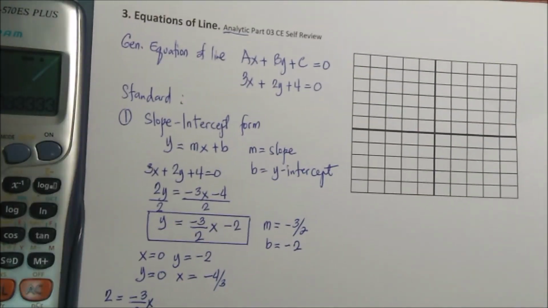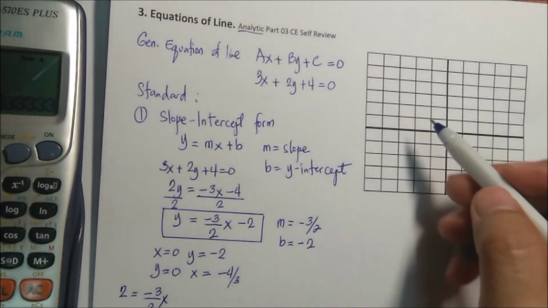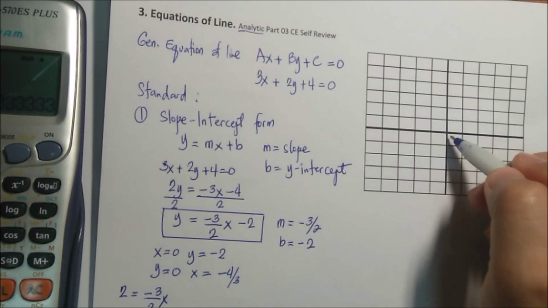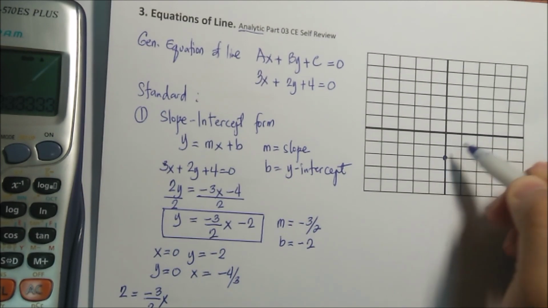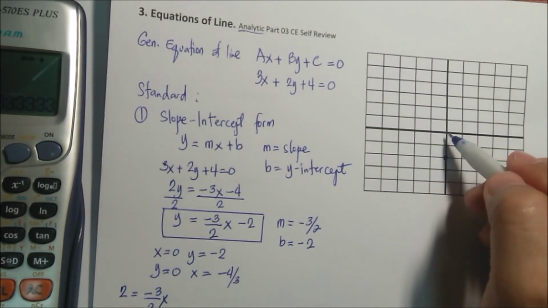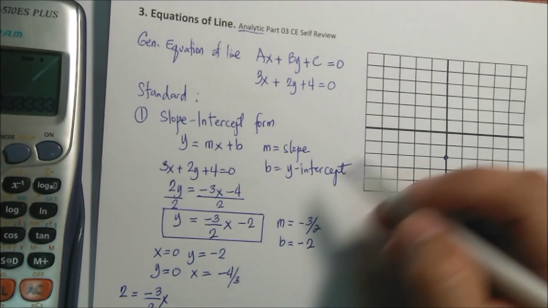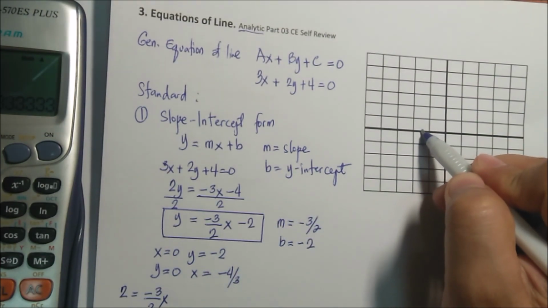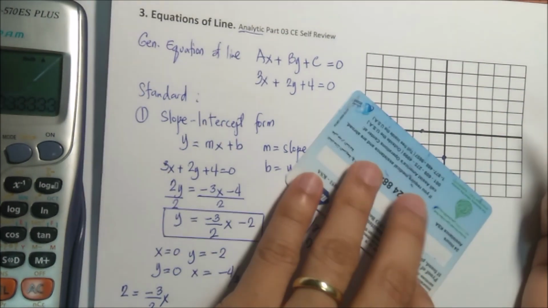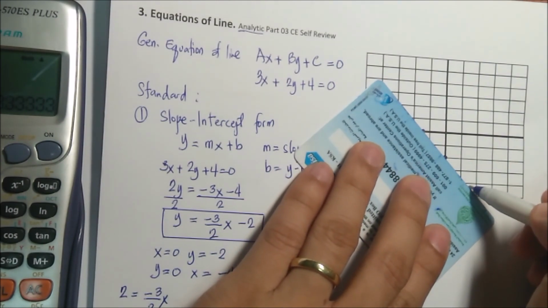Okay, so in the graph we have 0, negative 2, and when y is 0, x is negative 4/3, that's 1.33. So our graph is like this.